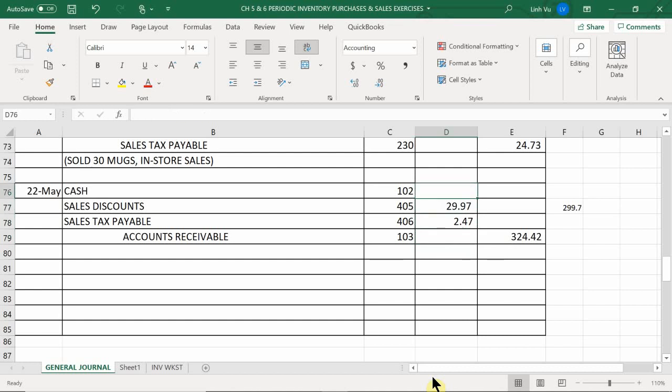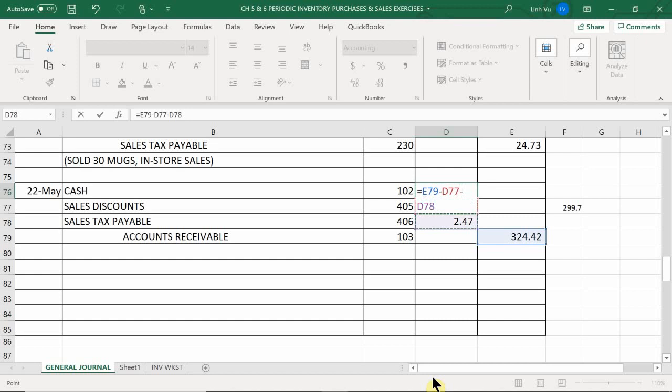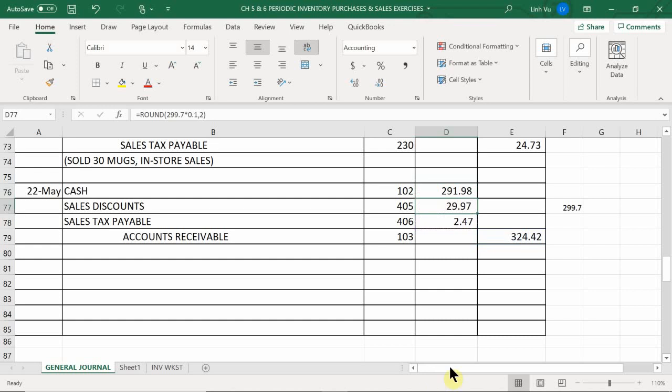So in grand total, how much is customer B going to actually pay me? He's going to pay me less because he made the discount period. So in this case, how much money is customer B supposed to pay me? $291.98. Good.